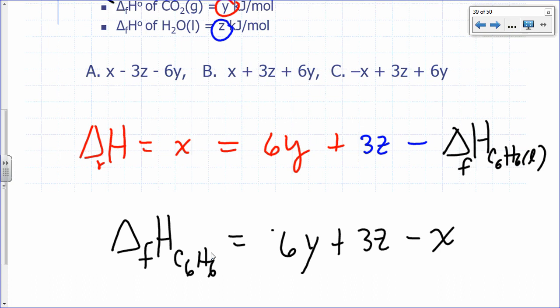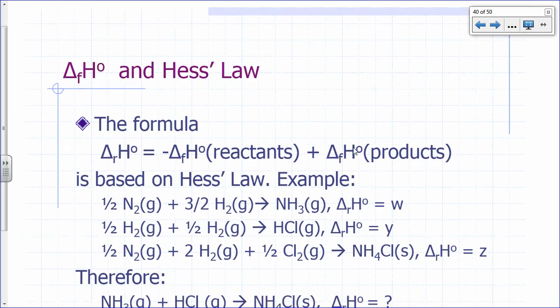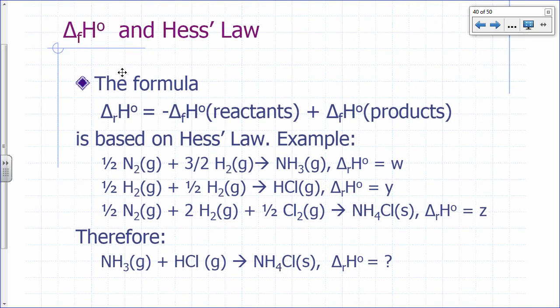Which of these choices is the correct answer? 6Y plus 3Z minus X. Okay. That would be the delta H of formation, standard enthalpy of formation of benzene. Okay. And I already explained the basis of the calculation in terms of Hess's law, so we can skip that.